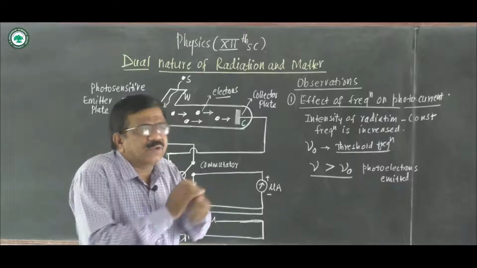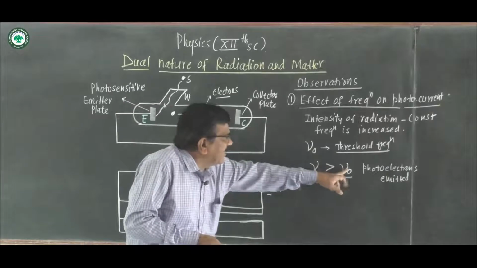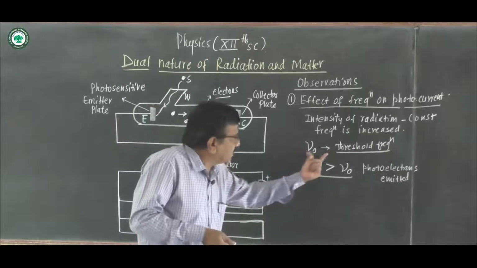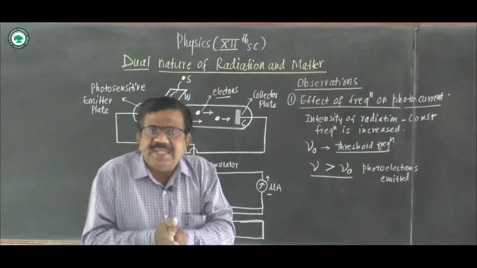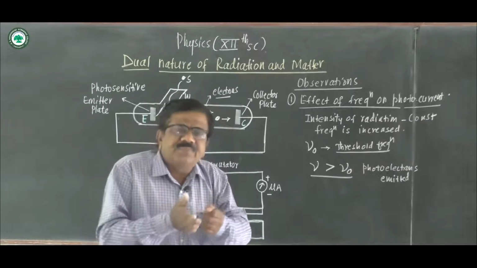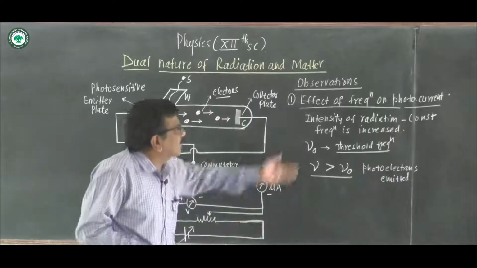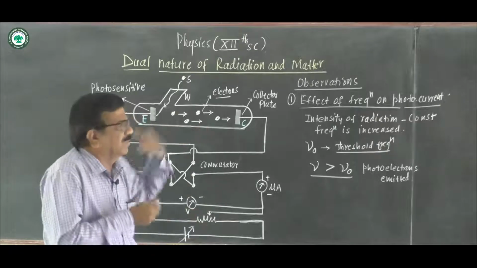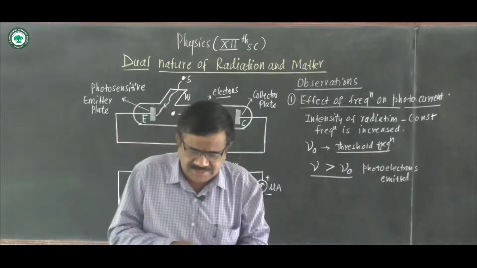The intensity of the radiation is kept constant. Even if intensity is low, above the threshold frequency photoelectrons are emitted. So photoelectric emission depends on this threshold frequency. It is the minimum frequency of incident radiation for which photoelectrons are emitted. Below that frequency, photoelectric emission is not possible. So this is the effect of frequency on photoelectric current. For low frequency it is not possible; above this frequency there is photoelectric emission.